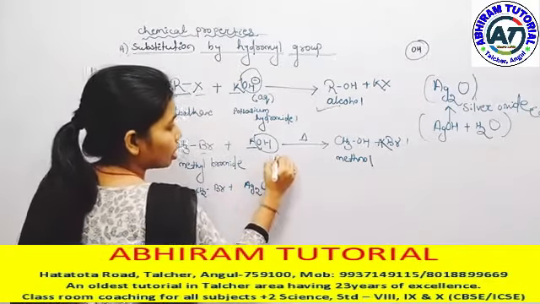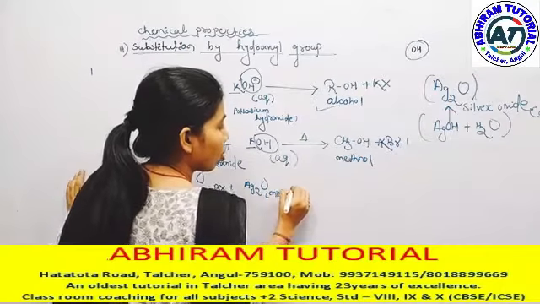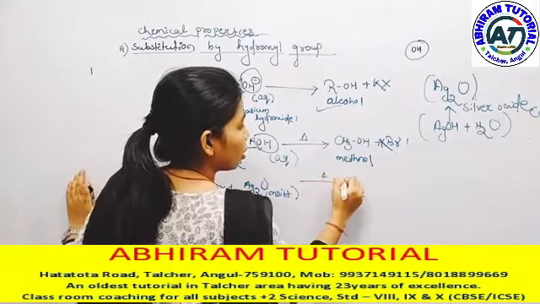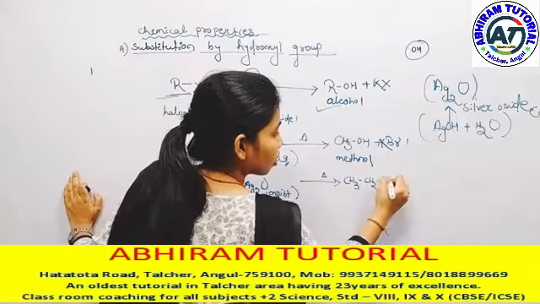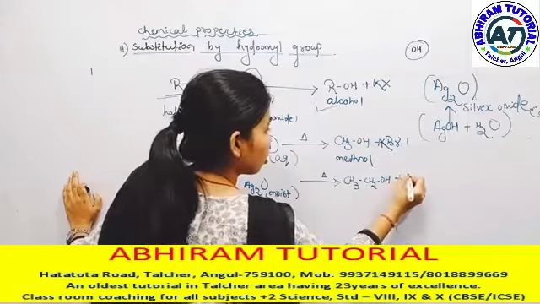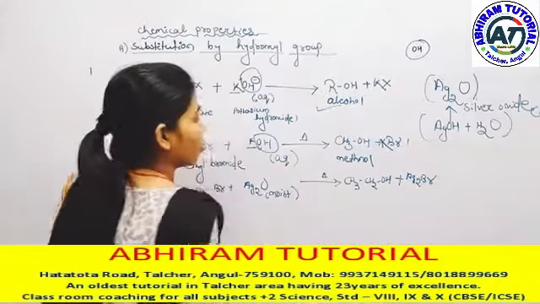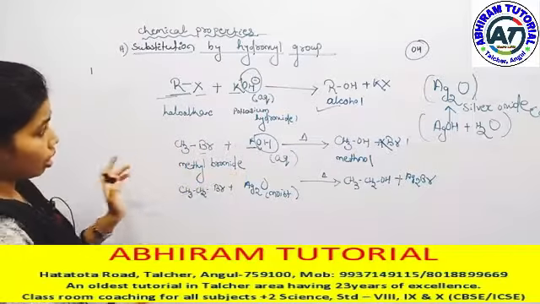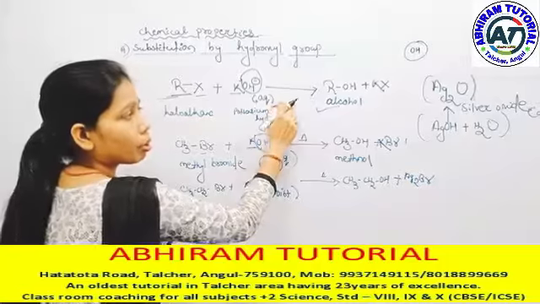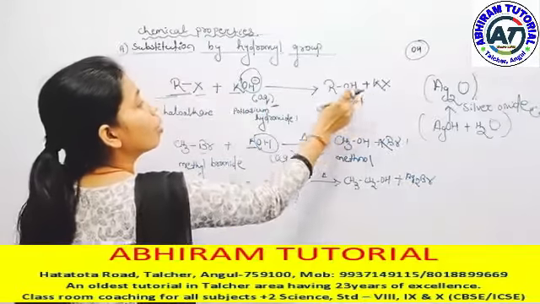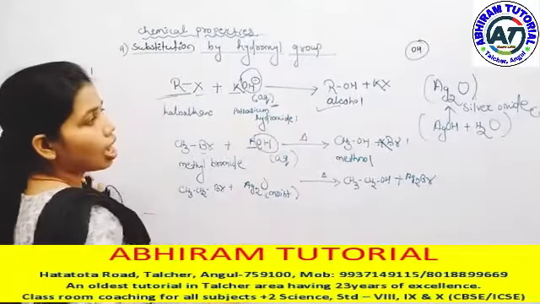If we take CH3CH2Br plus Ag2O in aqueous medium, that is moist, meaning in the presence of water, it gives us alcohol plus AgBr. If we take an alcoholic medium instead, the product may change, so we have to mention whether it is aqueous or alcoholic.